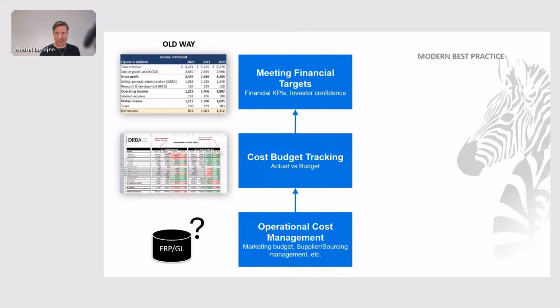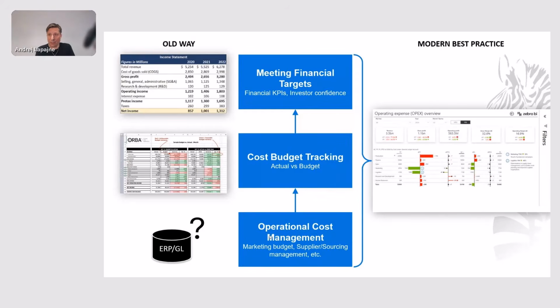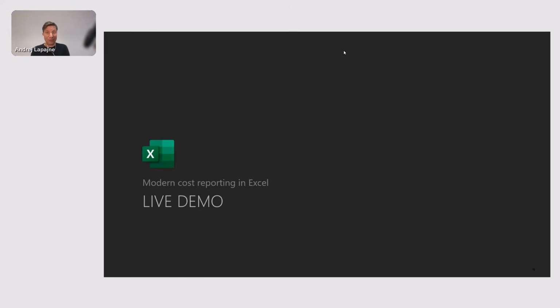This really is the old way. I would say the big picture of a common modern best practice solution would be a unified system where you have all the costs and all the data for all those three levels in the same solution. With that, what can you do?